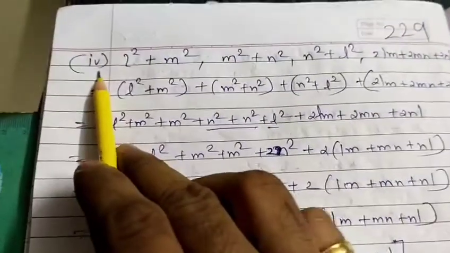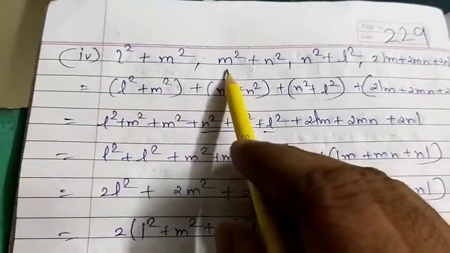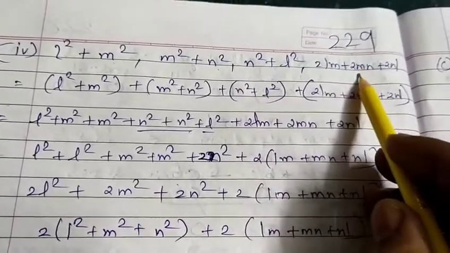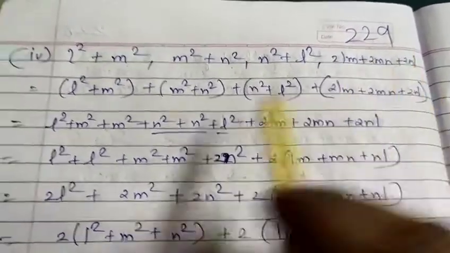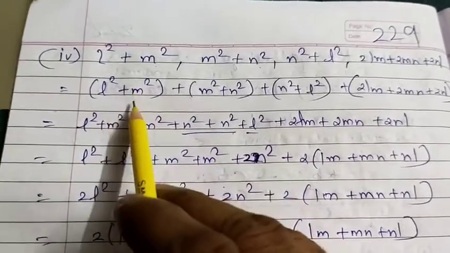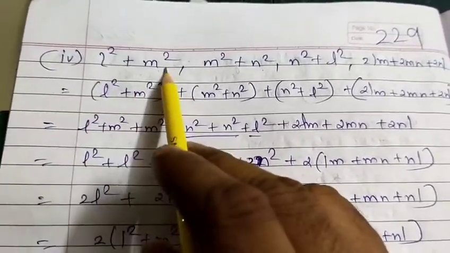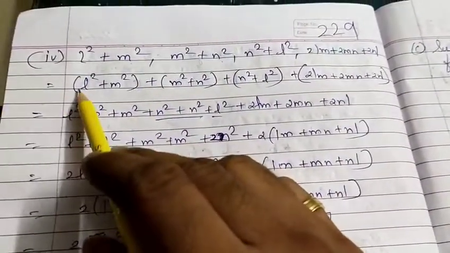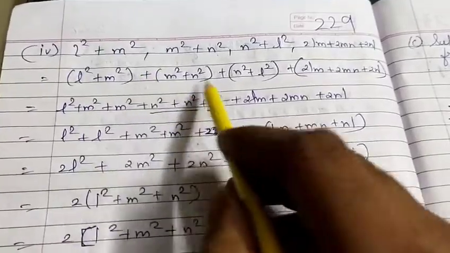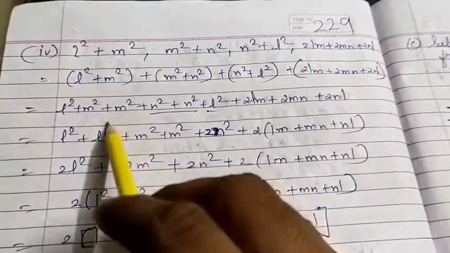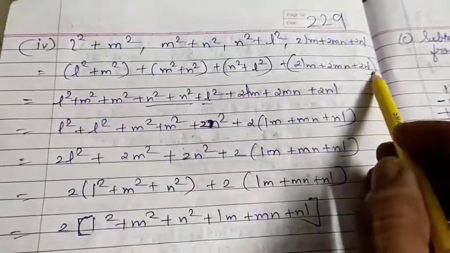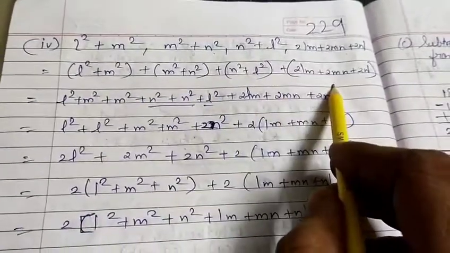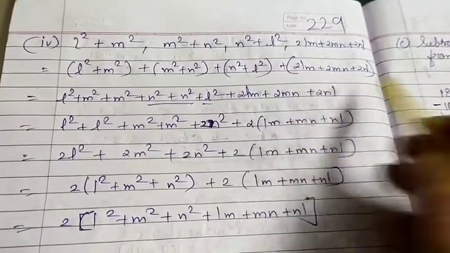Let us see sum number 4, in that l square plus m square plus n square, plus l square, 2lm, 2mn plus 2nl. Now we will try to solve this by the horizontal method. So we will try to add all the terms by putting them in a bracket. Write down in brackets and write down in added form. Then we will open the bracket, and after opening the bracket there will be no change in sign, as all terms are positive.